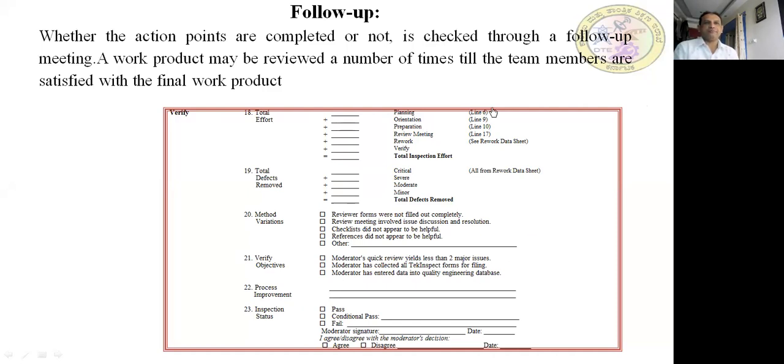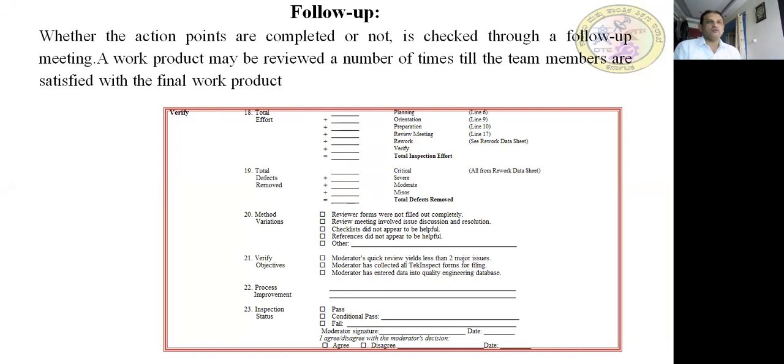What is the total effort in planning? How many lines were there? What defects did they find? What is the total inspection effort? Total defects removed, or how many defects were there? Suppose there were 10 defects, they might have removed all 10 defects and so on. What are the methods? What are the objectives? Process improvement, inspection status, and so on. So these are the efforts. This is what you call follow-up, where the review meeting will meet again to see whether things have been completed or not.